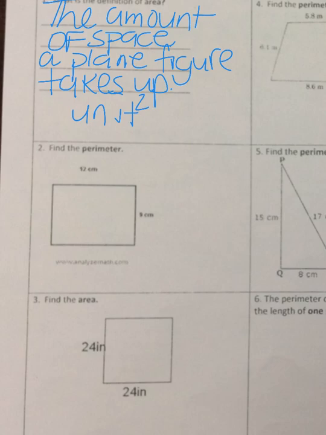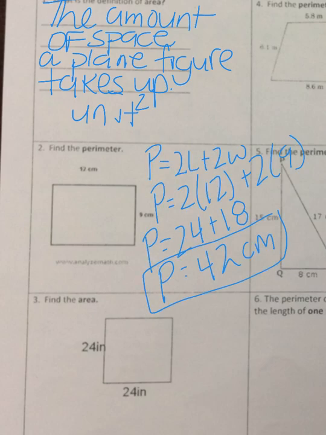Number 2, find the perimeter. The correct answer is 42 centimeters. I got that by using the formula for perimeter, 2 times the length plus 2 times the width. There's 2 lengths that are 12 centimeters each and 2 lengths that are 9 centimeters each. So when I simplify, 2 times 12 is 24, 2 times 9 is 18, add those together, 42 centimeters.